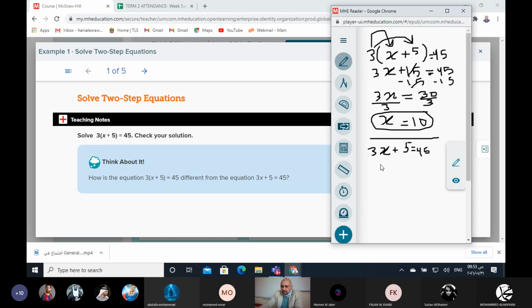But in the next side, we want to keep the variable alone, so try to remove 5. How to remove 5? Subtract 5 from the two sides. Now plus 5 and minus 5 will be 0, remains here 3x equal 45 minus 5 will be 40.